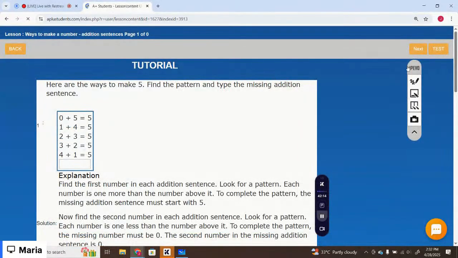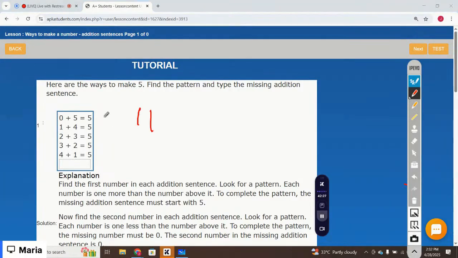The ways to make 5. Find a pattern and type the missing addition sentence. Zero plus 5 is 5. 1 plus 4 is 5. 2 plus 3 is 5. 3 plus 2 is 5 and 4 plus 1 is 5.